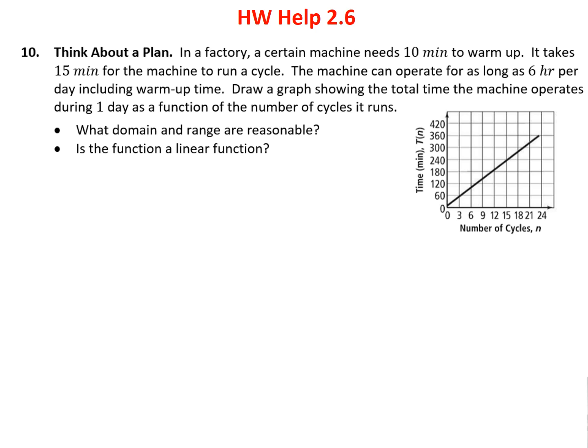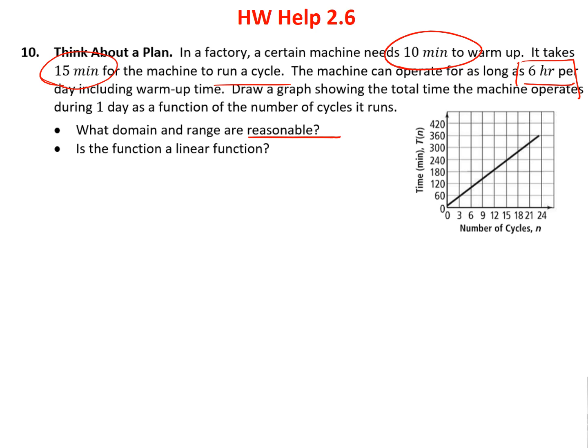Problem 10 asks us to think about a plan. In a factory, a certain machine needs 10 minutes to warm up. It then takes 15 minutes to run a cycle. The machine can operate for as long as 6 hours per day, including the warm-up time. So draw a graph showing the total time the machine operates, including one day, as a function of the number of cycles that it runs. What's the domain and range that are reasonable?